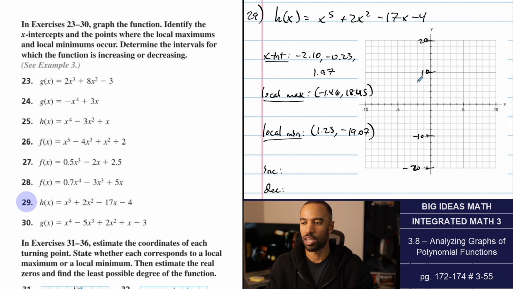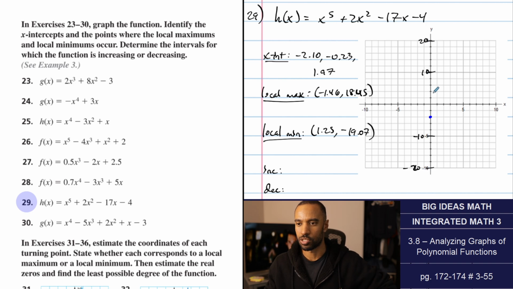Okay, so there's my scaling of y's. I'm going by 2s. That means my y-intercept of -4 is right here. My x-axis is still going to be like this. So my x-intercepts of -2.1 and -0.23 and 1.97, which pretty much looks like 2 to me, are right there.